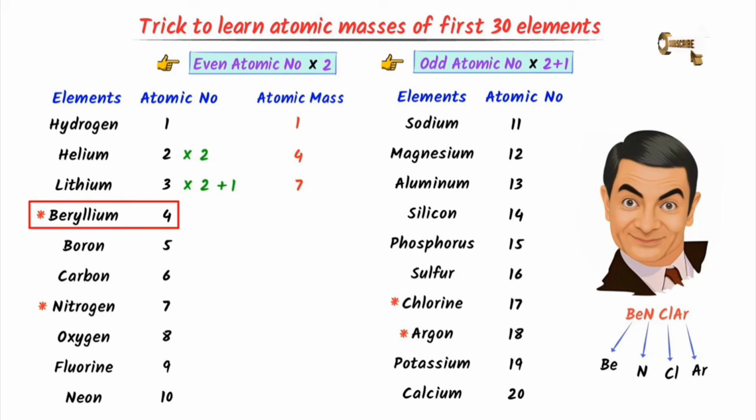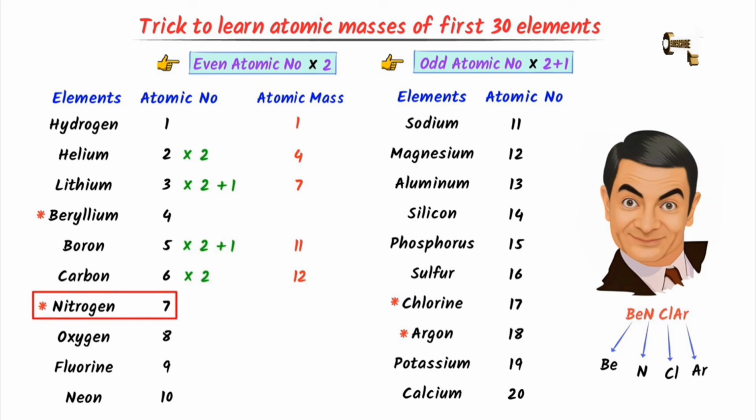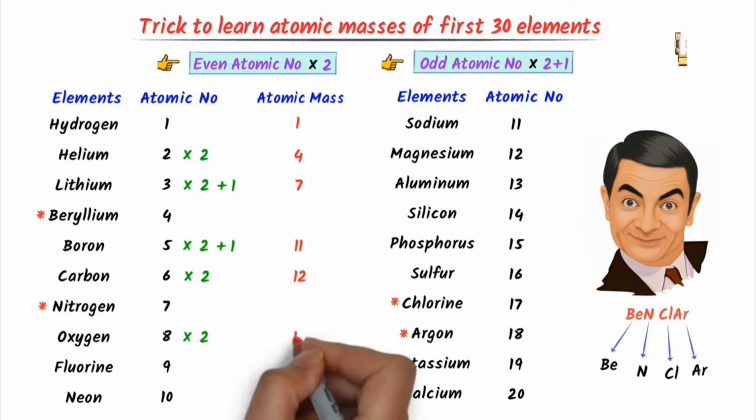We know that beryllium is an exception case. I leave it. On the other hand, we can see that the atomic number of boron is 5 and it is odd number. I multiply it by 2 and I add 1 to it. I get 11. The atomic number of carbon is 6. I multiply it by 2. I get 12. We know that nitrogen is an exception case. I leave it. The atomic number of oxygen is 8. I multiply it by 2.